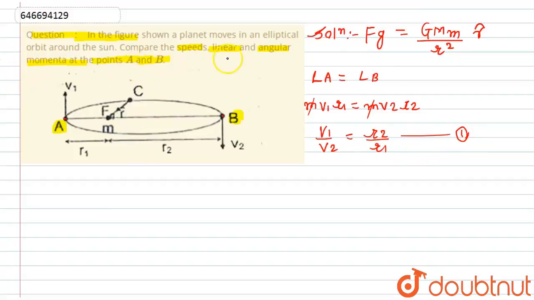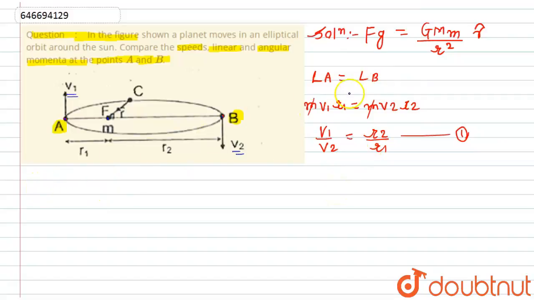Now here we have to compare the speeds, linear and angular momenta at points A and B. For that, the distance of position A from the sun is R1, and the distance of position B of the satellite from the sun is R2, while their velocities are V1 and V2 respectively. So here we got the first relation between the speeds, that is V1 by V2 equals R2 by R1.